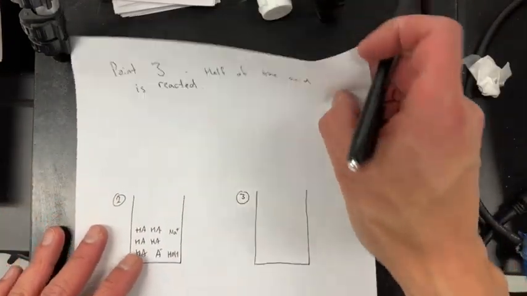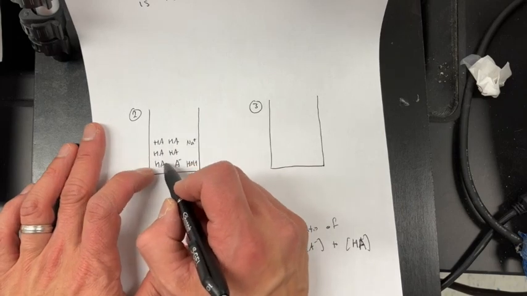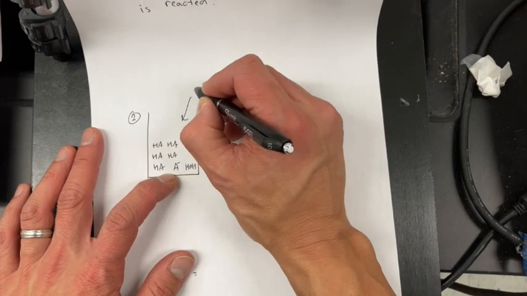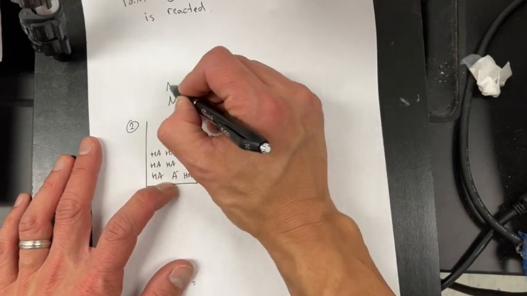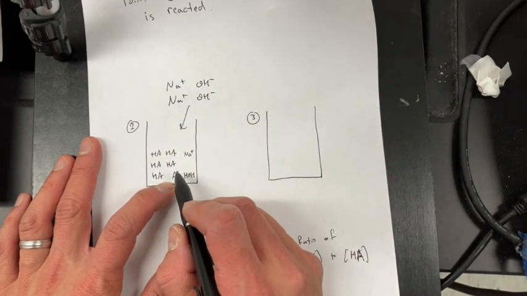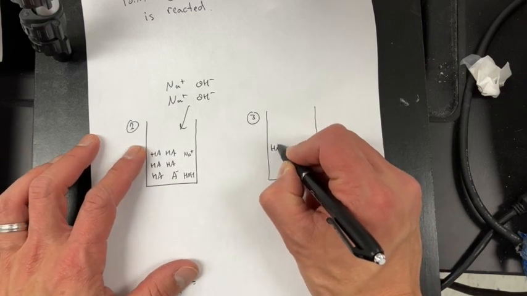And so what's gonna happen? Well, remember in point 2, I had this picture, but I'm gonna add more OH minuses, so Na plus and OH minus. I'm gonna keep adding some more until half of this is gone. And let's see what happens. So I'm gonna have half of my acid still remaining.